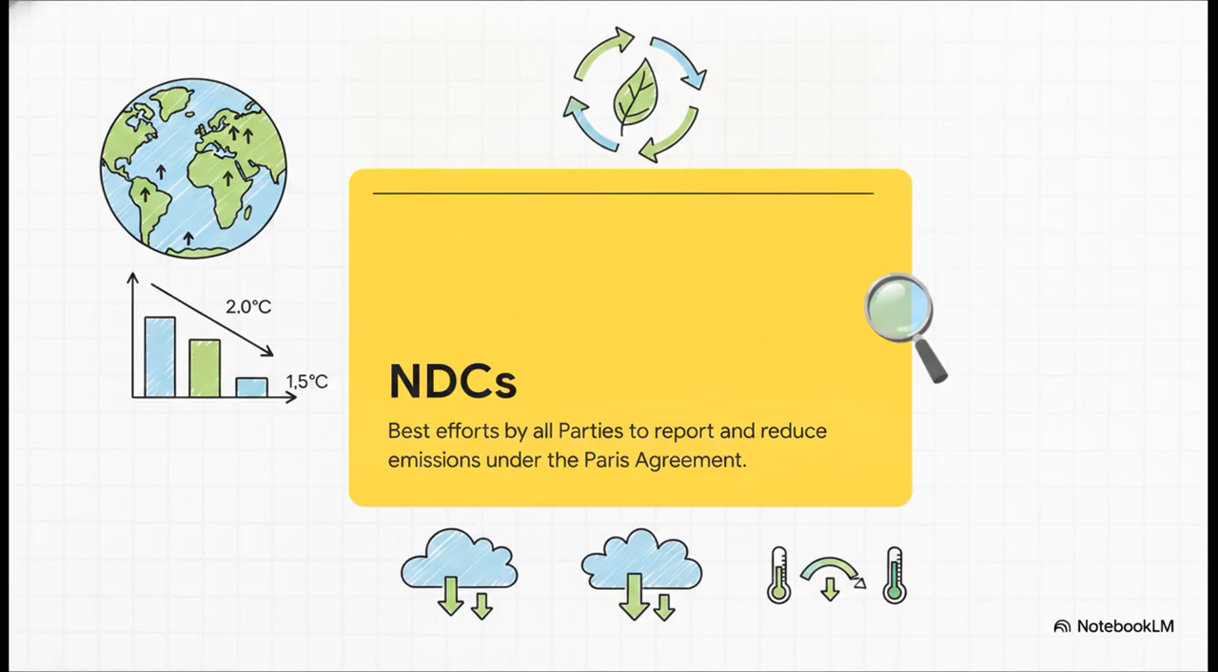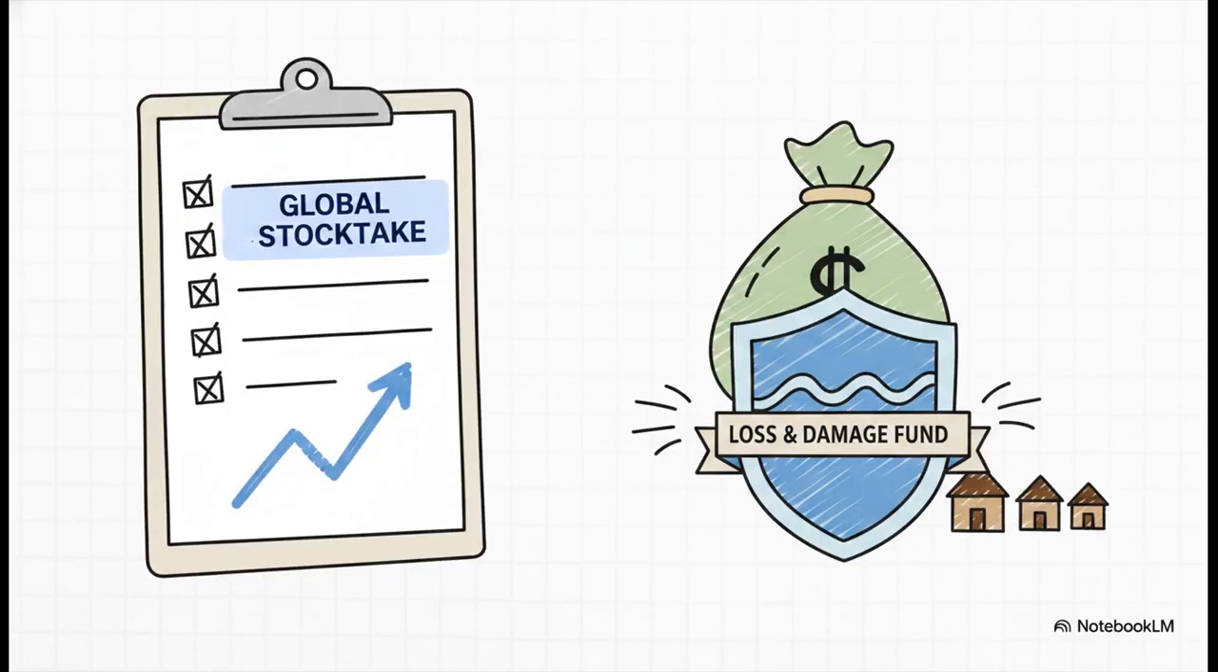And that brings us to the modern era and the 2015 Paris Agreement. The real core engine of Paris is something called NDCs, Nationally Determined Contributions. So instead of some top-down mandate, the agreement requires all 195 parties to step up and put forward their own best efforts to report and reduce emissions. The shared, highly ambitious goal here is to hold the global average temperature increase to well below 2 degrees Celsius above pre-industrial levels, while actively pursuing efforts to keep it to just 1.5 degrees.